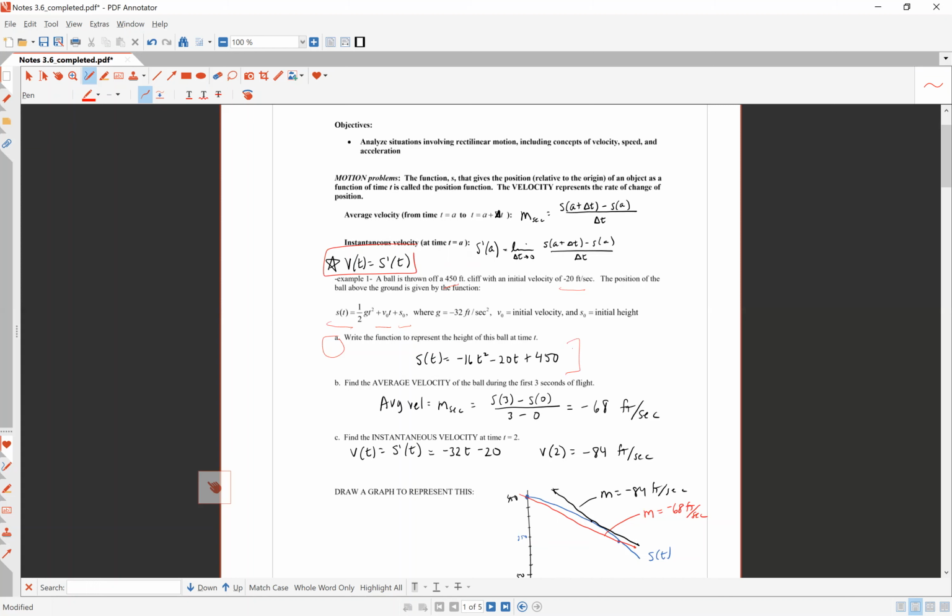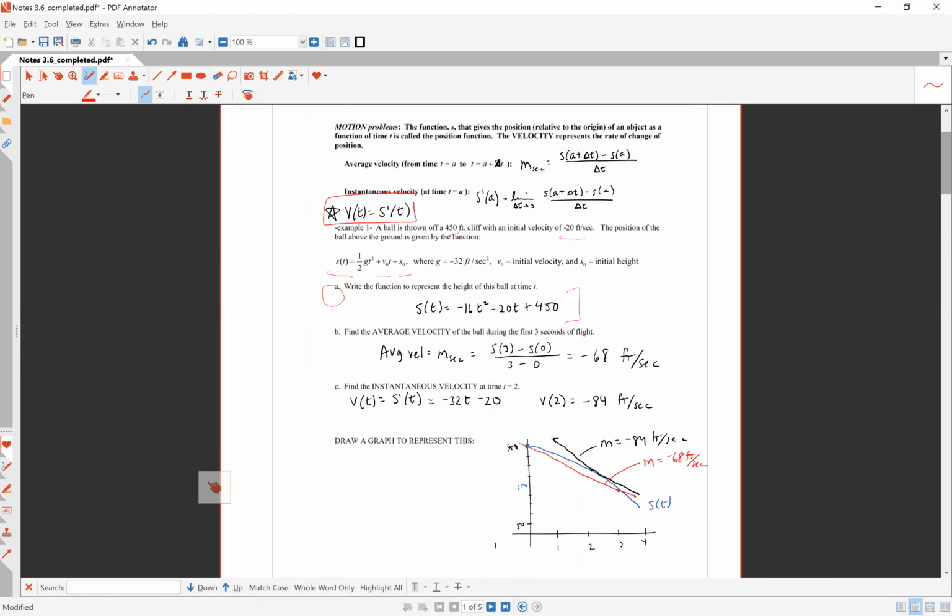After any point in time t, I assume t is in seconds, though it doesn't actually say. So S of t is equal to minus 16 t squared minus 20 t plus 450. We're going to see a graph, though it may be a little difficult to read. Let's look at the average velocity, where t is in seconds.